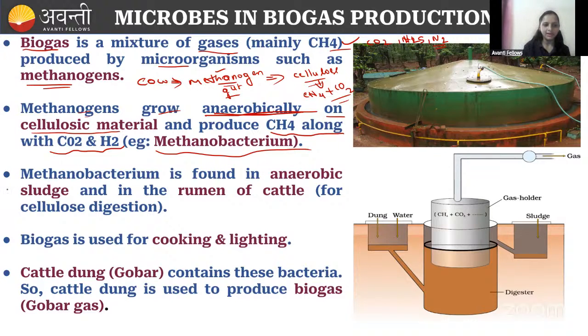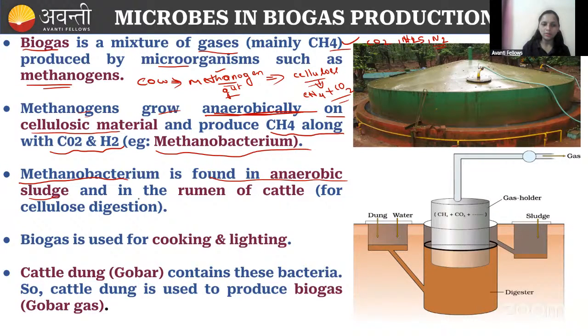Methanobacterium is found in the anaerobic sludge. So now only we studied, right? In the anaerobic sludge, we have taken the activated sludge and we will put that into the anaerobic sludge. So there the methanogens we are using. So that also is going to be broken down to give a biogas.